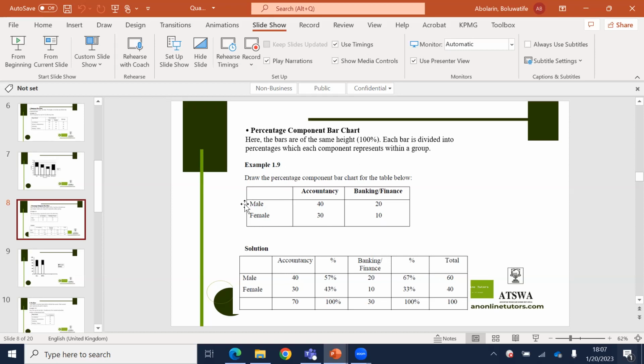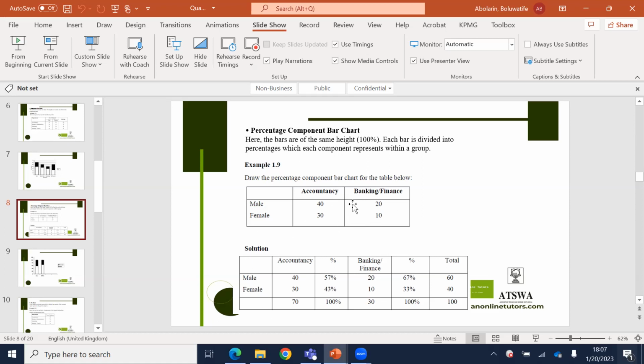Now see this example. It says draw a percentage component bar chart for the table below. This question is different from the one we've been doing. It says male, female, we have accountancy, and we have banking and finance. So now to get the percentage, for accountancy we have male and female, so you are trying to make sure you get the total. This is the solution.